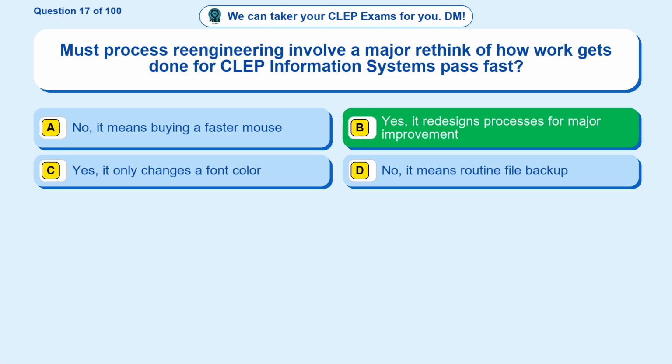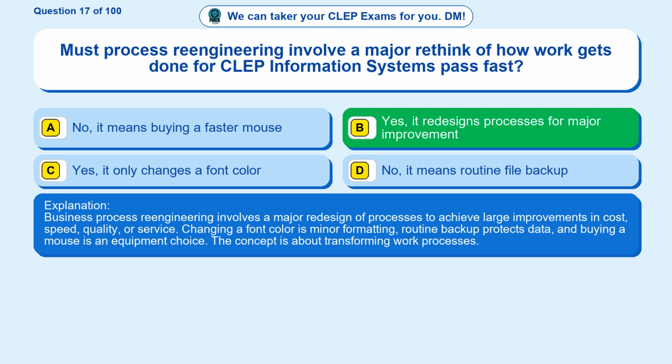The correct answer is option B. Yes, it redesigns processes for major improvement. Business process reengineering involves a major redesign of processes to achieve large improvements in cost, speed, quality, or service. Changing a font color is minor formatting, routine backup protects data, and buying a mouse is an equipment choice. The concept is about transforming work processes.